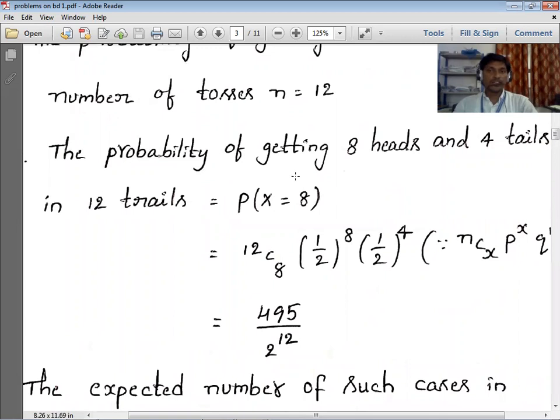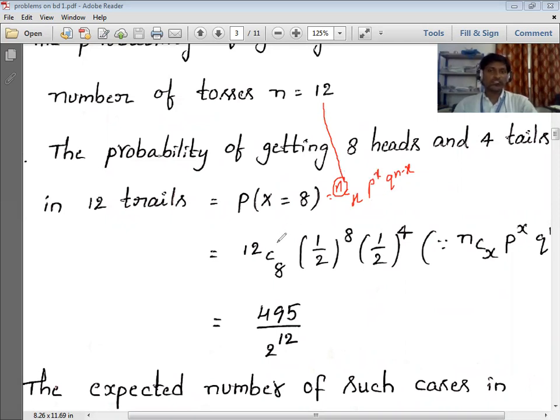Now the probability of getting 8 heads and 4 tails in 12 trials is P of x equal to 8. Here, the same formula we are going to apply: nCx p power x q power n minus x. This is the formula we are going to apply. So here, n is 12, which we already wrote, and p we calculated as 1 by 2, and q also we calculated as 1 by 2.